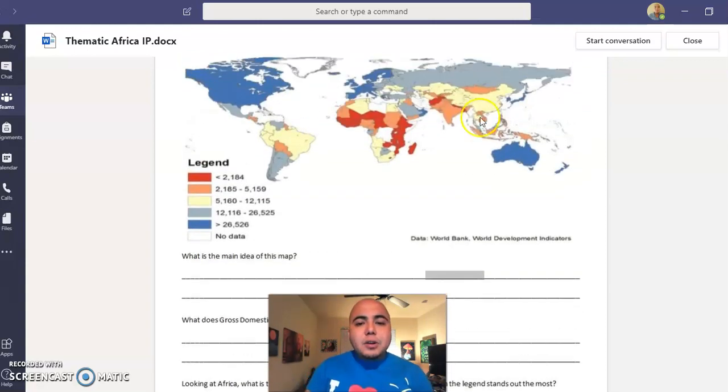So on average, if you look, the color that stands out the most is red. On average, it's about 2,184 per capita per individual. Okay, so is that a good thing or a bad thing for Africa? It's actually a bad thing.